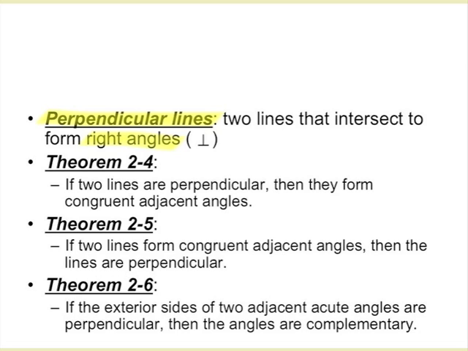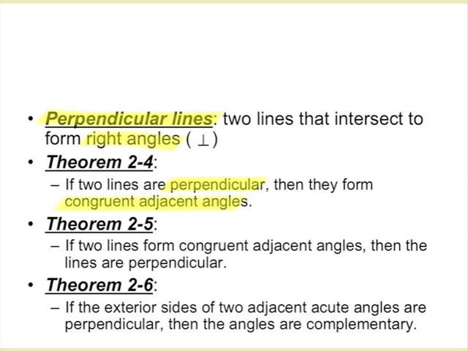Theorem 2.4 says if we have perpendicular lines, then we get congruent angles that happen to be adjacent as well, right next to each other. Okay? If they are perpendicular, then they form congruent angles. So if we see something about perpendicular and right angles, we're going to be talking about our definition. If we see something about perpendicular making congruent angles, that's going to be this theorem. So we're going to have to pay attention to the actual words of the statement.